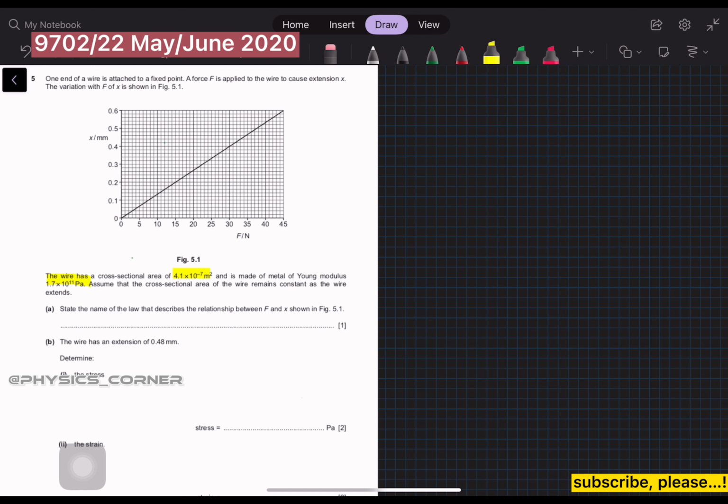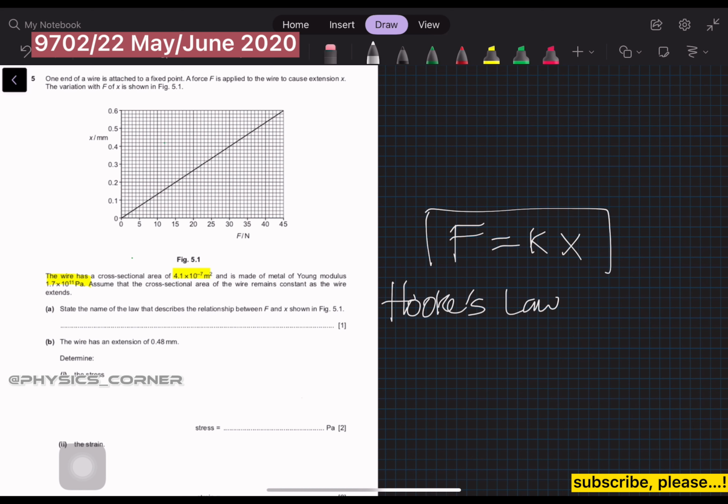So in figure 5.1, this is about Hooke's law. Hooke's law says force equals K times delta X, or maybe this is only X, because on the diagram we only see X as the extension. Okay, Hooke's law.